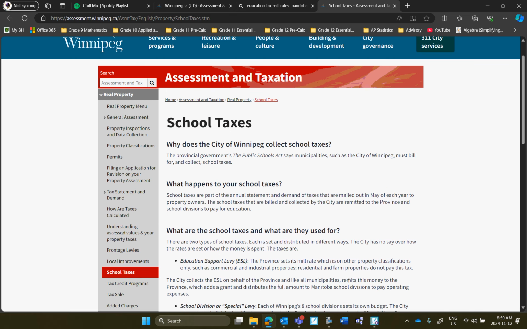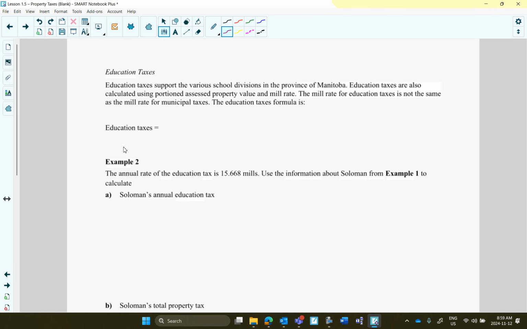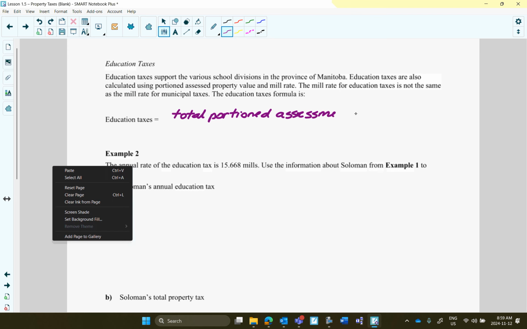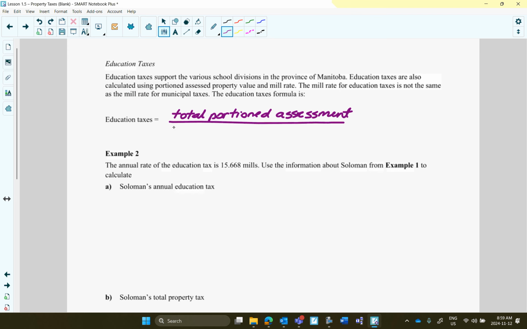Anyway, to calculate your education taxes, like I said, it's very similar: you take the total portion assessment of your home, divided by 1,000, because we're talking about the mill rate again, times the education mill rate.